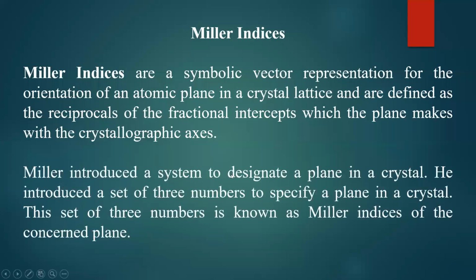Miller introduced a system to designate a plane in a crystal. So Miller indices represent the planes in a crystal, that is, a set of parallel planes in a crystal. He introduced a set of 3 numbers to specify a plane in the crystal. So Miller indices are 3 in number. They represent the set of parallel planes. This set of 3 numbers is known as the Miller indices of the concerned plane. So Miller indices basically represent a set of parallel planes, and the orientation of the plane decides the Miller indices.